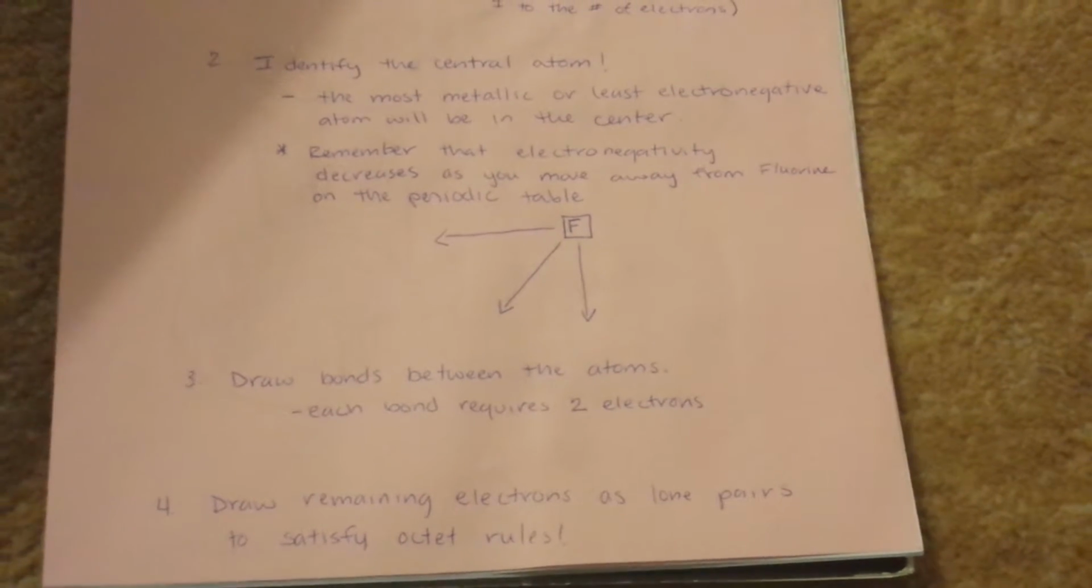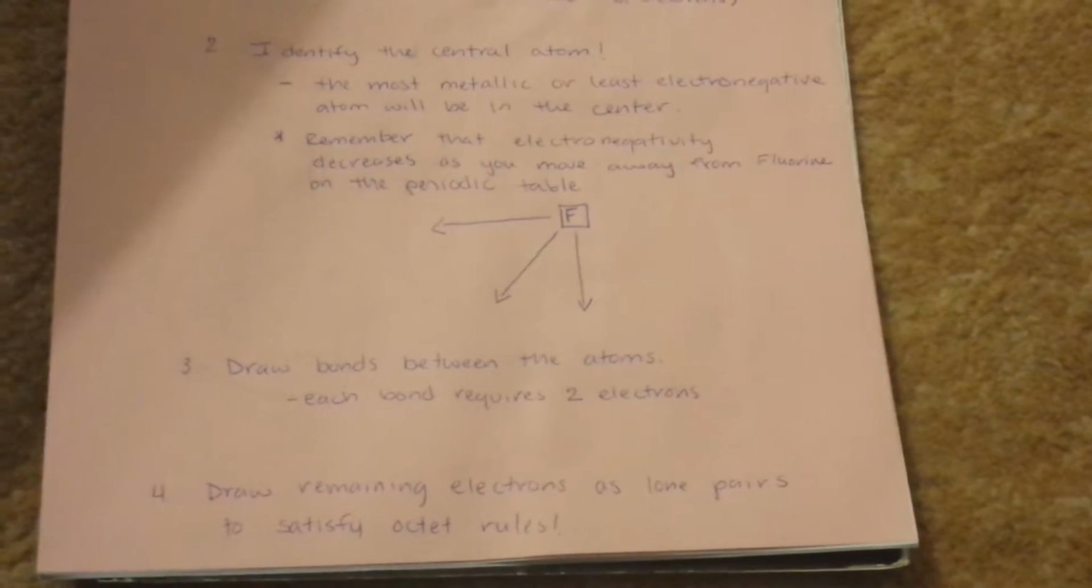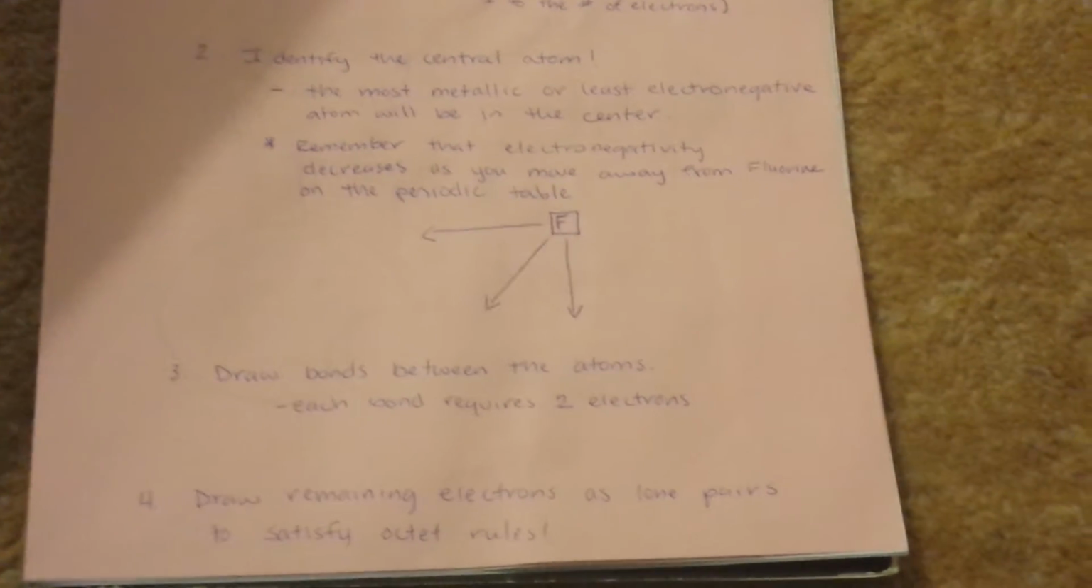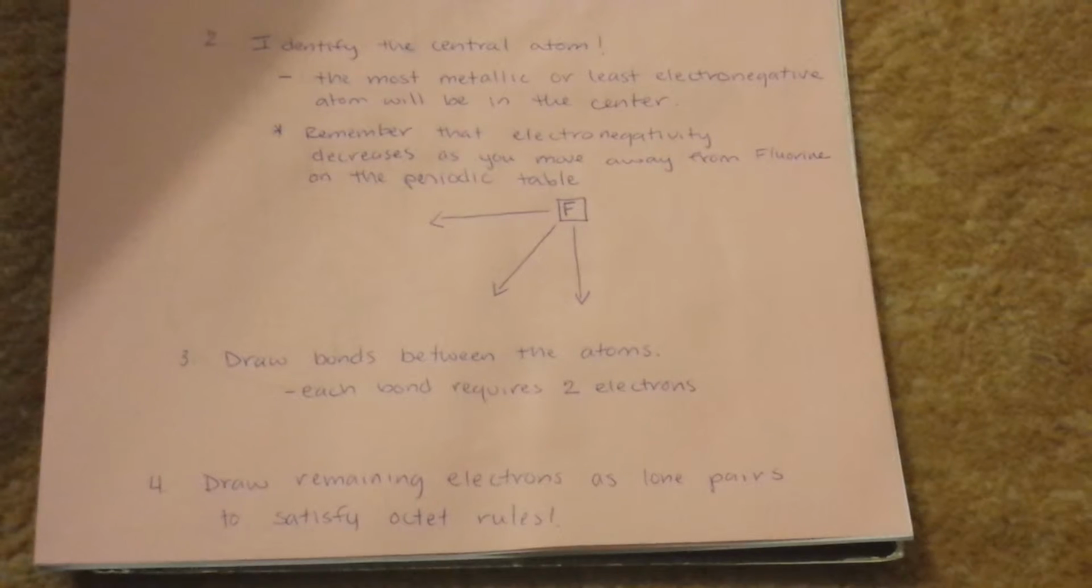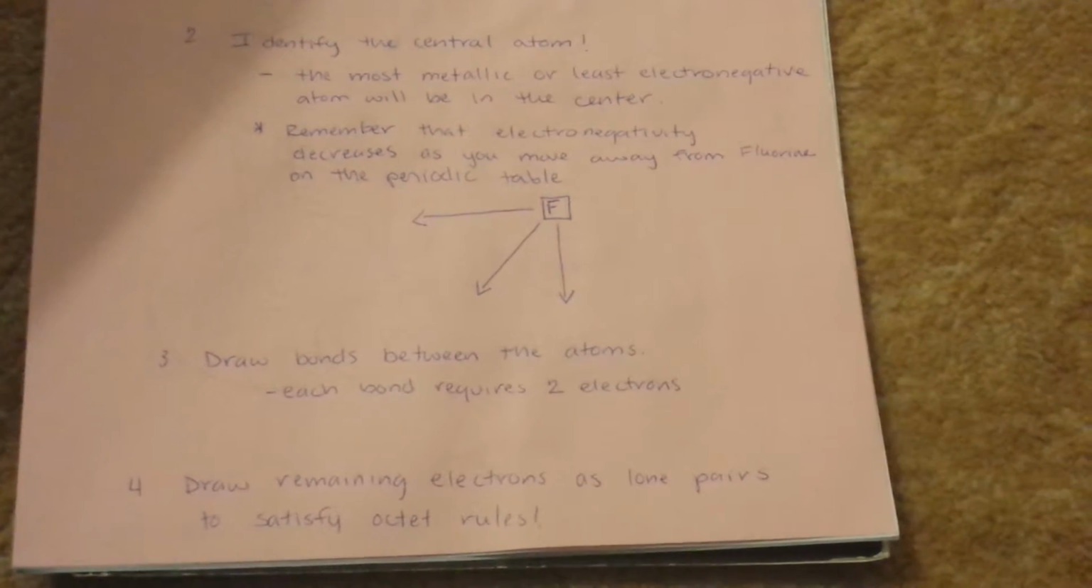Next, you want to draw bonds between the atoms. Each bond requires 2 electrons out of the total number of valence electrons that you're working with. After you've drawn the bonds, go ahead and draw the remaining electrons as lone pairs to satisfy octet rules.